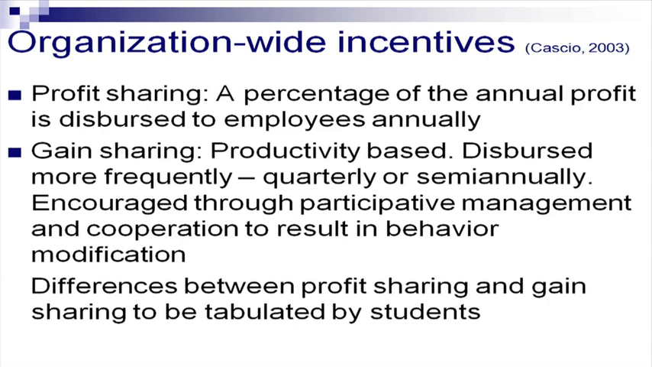Gain sharing is productivity based. It's dispersed more frequently, either quarterly or semi-annually, which means quarterly is after every 3 months, or semi-annually. Semi means half, annual means year, so half yearly.